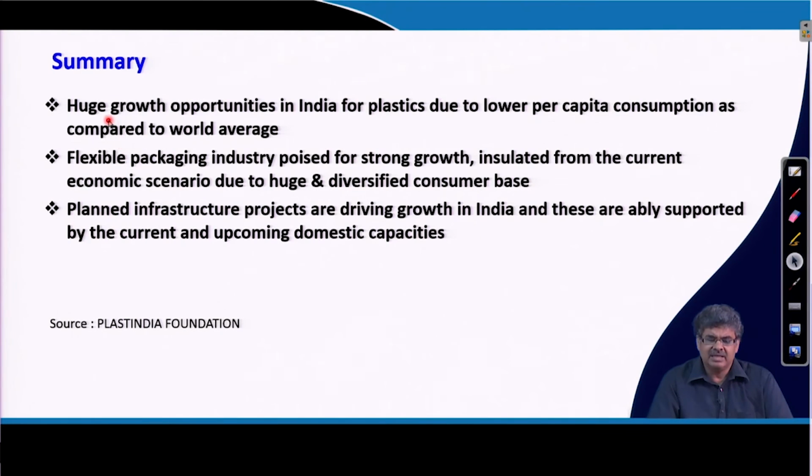So, in summary, there are huge growth opportunities in India for plastics due to low per capita consumption compared to other developed countries in the world. The flexible packaging industry is poised for strong growth and insulated from the current economic scenario due to its huge and diversified consumer base. And planned infrastructure projects are driving growth in India, and these are ably supported by current and upcoming domestic capacities.